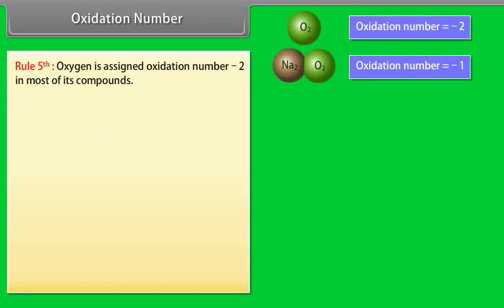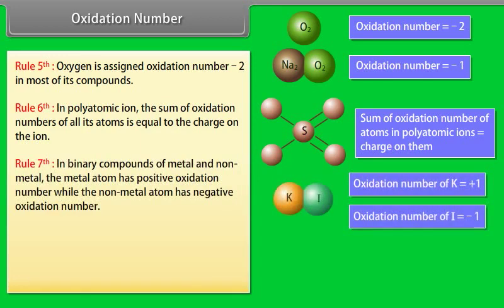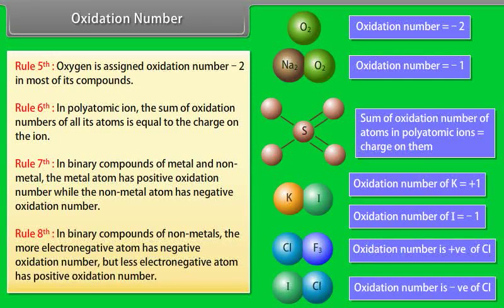Rule fifth. Oxygen is assigned oxidation number -2 in most of its compounds. Rule sixth. In a polyatomic ion, the sum of the oxidation numbers of all its atoms is equal to the charge on the ion. Rule seventh. In binary compounds of metal and non-metal, the metal atom has a positive oxidation number, while the non-metal atom has a negative oxidation number. Rule eighth. In binary compounds of non-metals, the more electronegative atom has a negative oxidation number, but the less electronegative atom has a positive oxidation number.